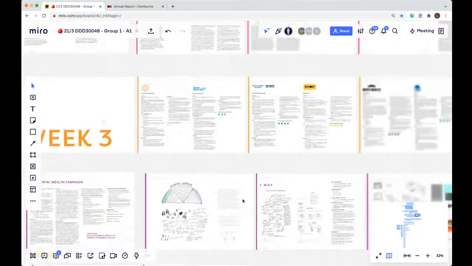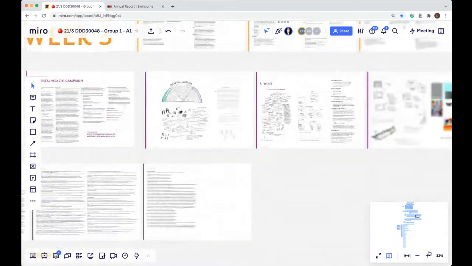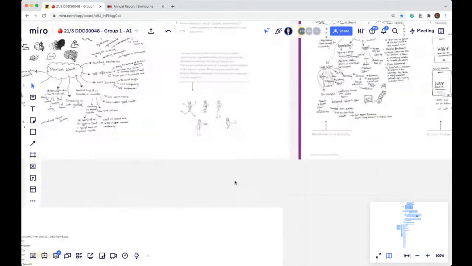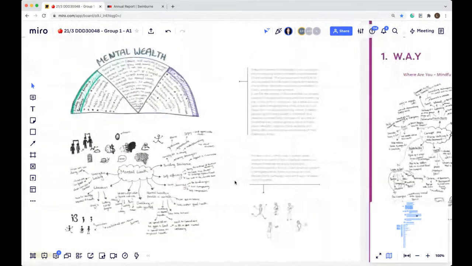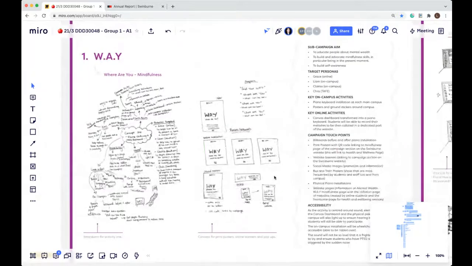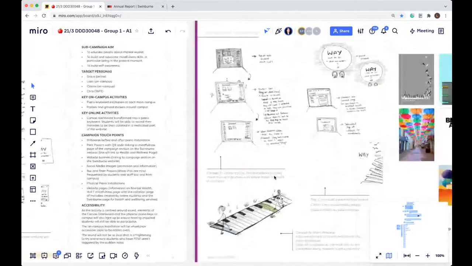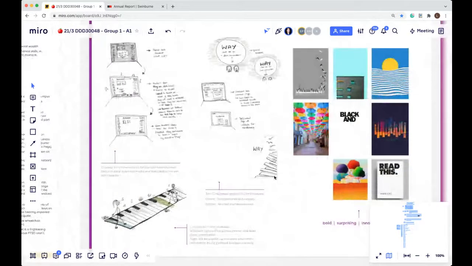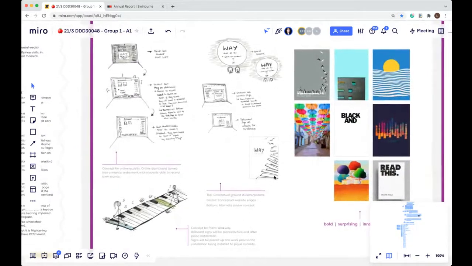And here's her campaign ideas. And lots of sketches and thinking about it.